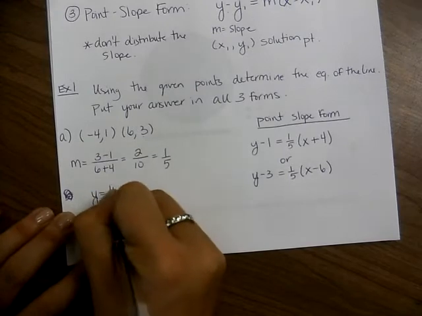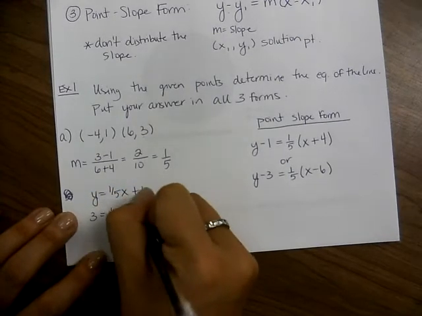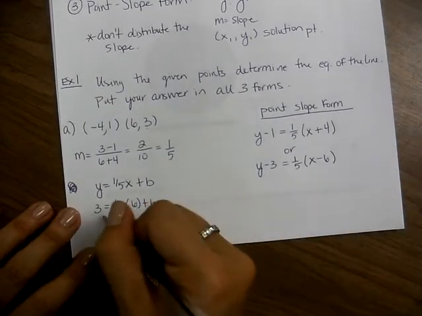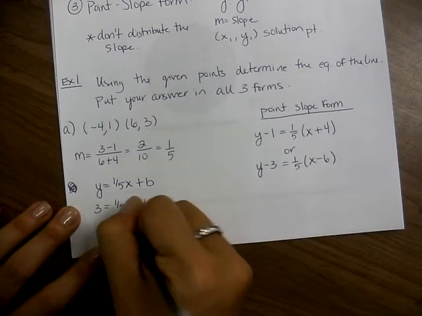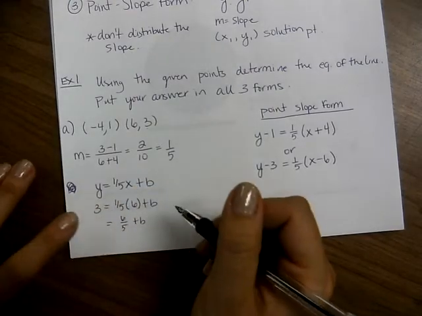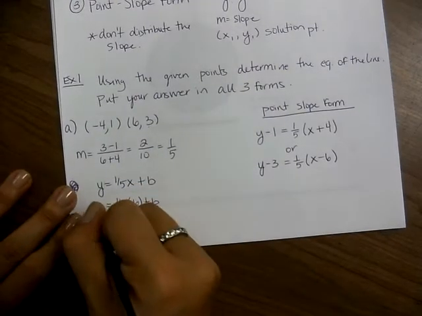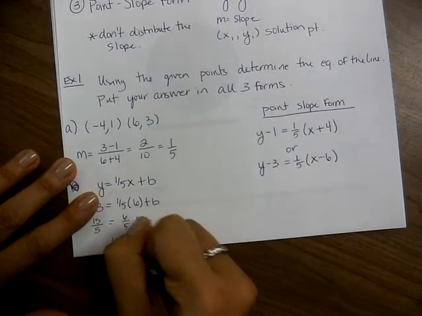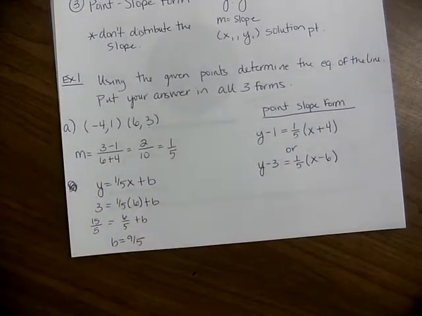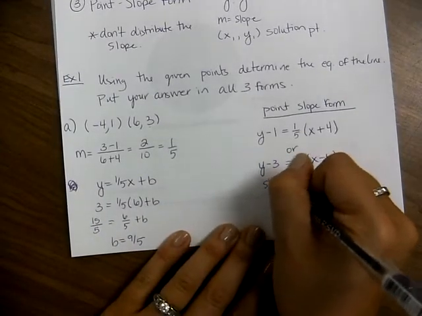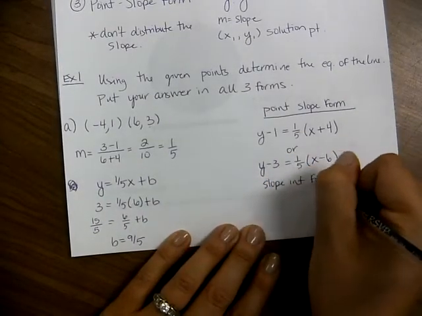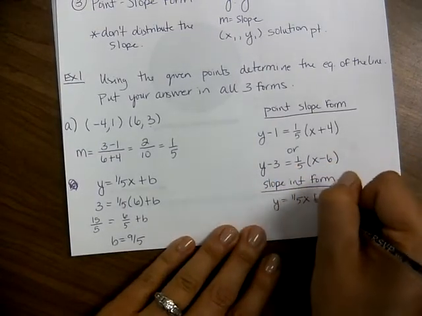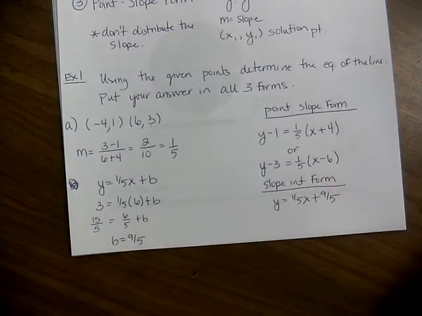So I have 3 equals 1/5 times 6 plus b. It doesn't matter which point you plug in. So this gives me 6/5 plus b, which I'm going to have to subtract to the other side, but I need a common denominator. So I'm going to change this to 15 over 5. Subtracting the 6 over 5, I get b equals 9 over 5. So my slope-intercept form is y equals 1/5 x plus 9 over 5.